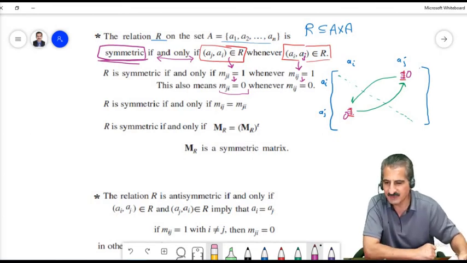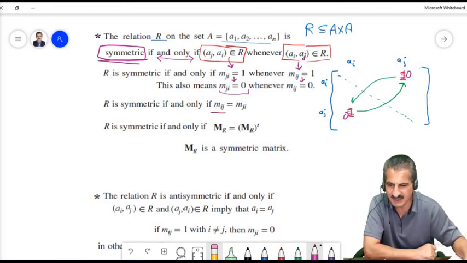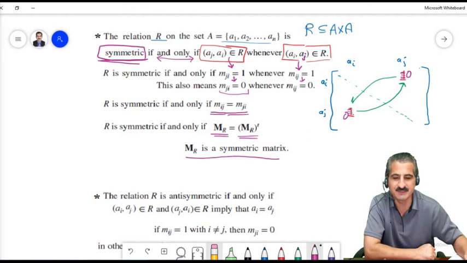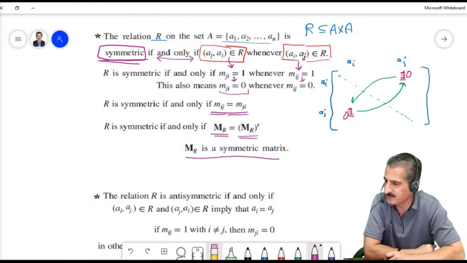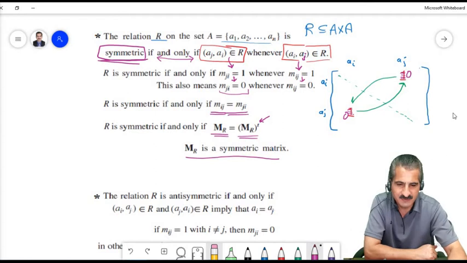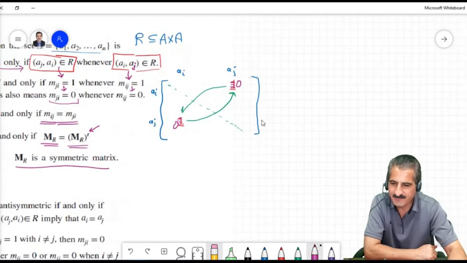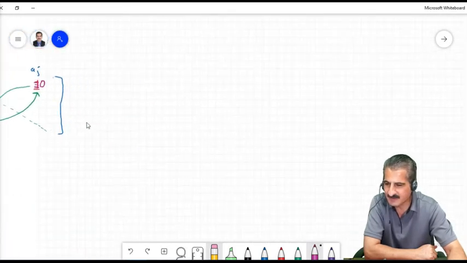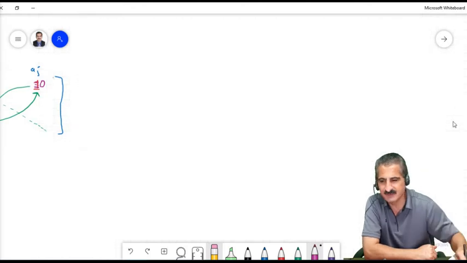And actually that means M_ij must equal M_ji, and that means the matrix must equal its transpose. So the matrix of R is a symmetric matrix. I'm not sure now if you are familiar with what we mean by symmetric matrix, or what we mean by this transpose here. So let me go to the side and explain that, what is a matrix and what is its symmetric.